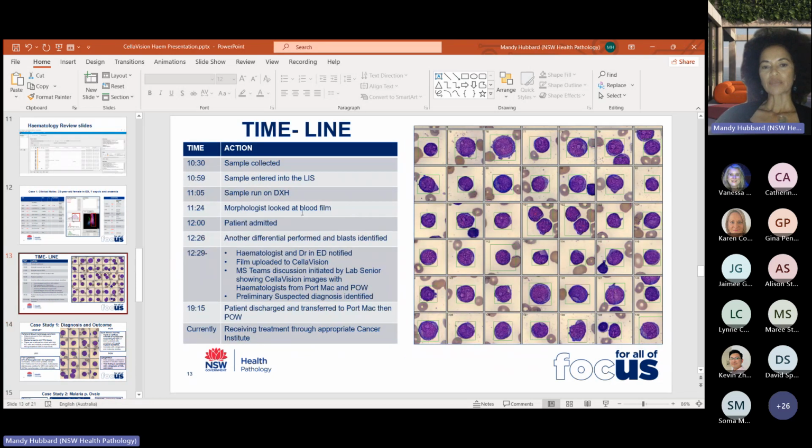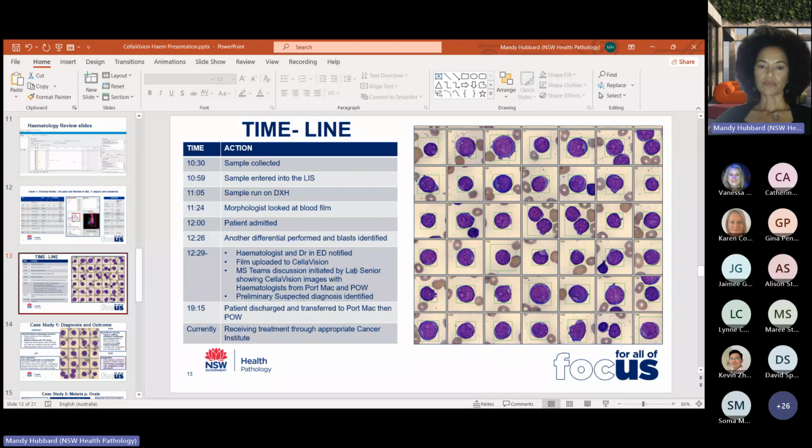What's good to look at is the timeline for this patient and how things were expedited for them. The sample was collected at 10:30 at Kempsey ED, and then entered into the list at 10:59. At 11:05, it was run on the DHX. At 11:24, the morphologist has a look at the blood film, and then at midday the patient is admitted into hospital. At 12:26, another differential is performed and blasts are identified. You can see all your blasts in there. And then at 12:29, the hematologist and the ED doctor are notified, and this film is uploaded to Cellavision.